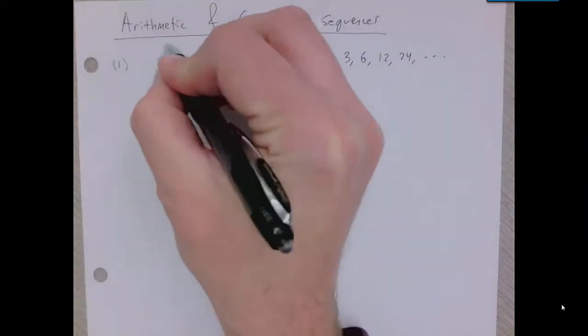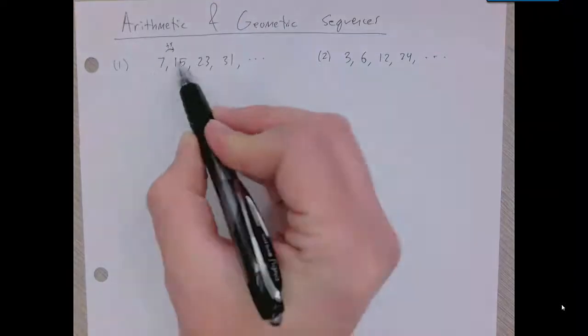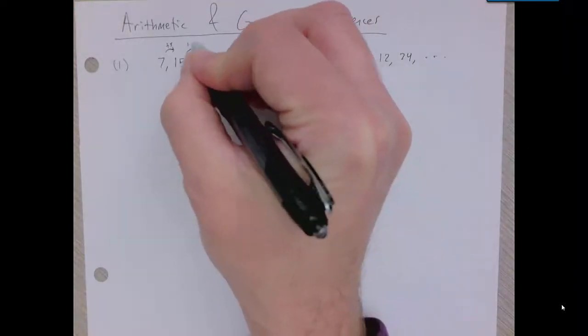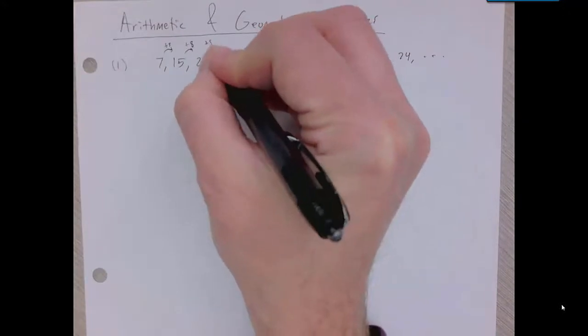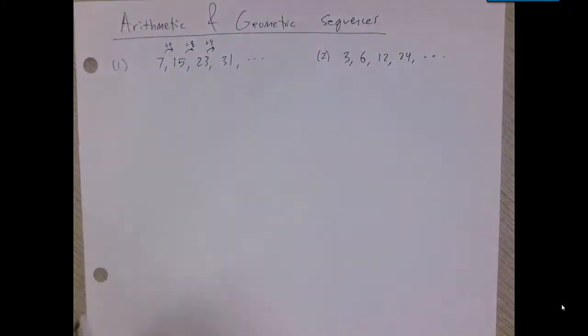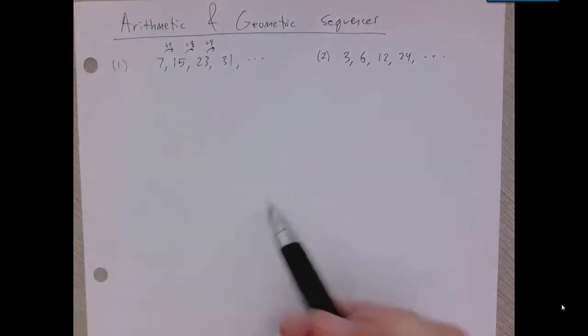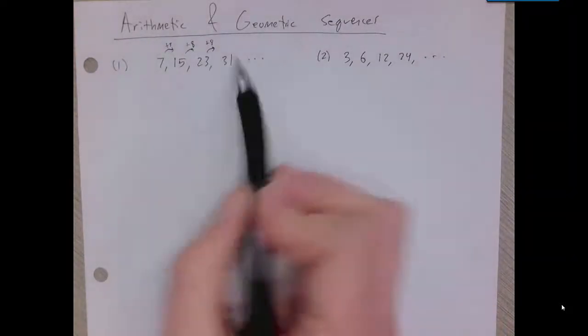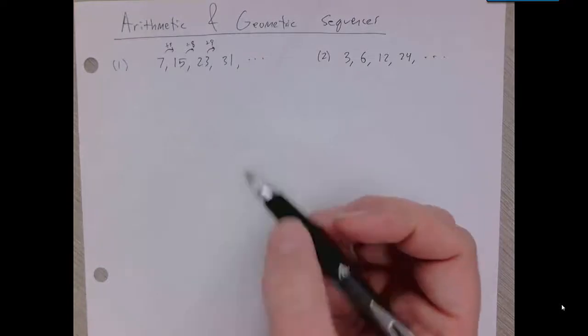Unfortunately, I don't have different pen colors here, but 7 plus 8 is 15. 15 plus 8 is 23. 23 plus 8 is 31. So this one has linear growth. This one you're constantly adding. So this is an example of an arithmetic sequence.